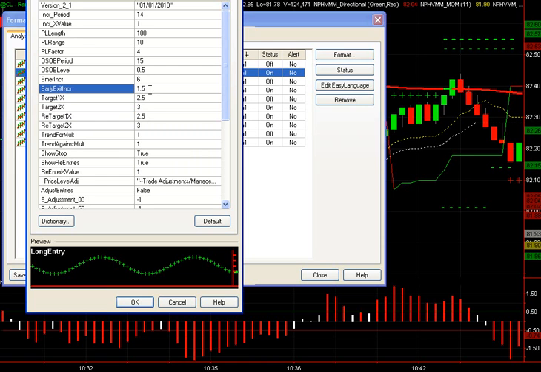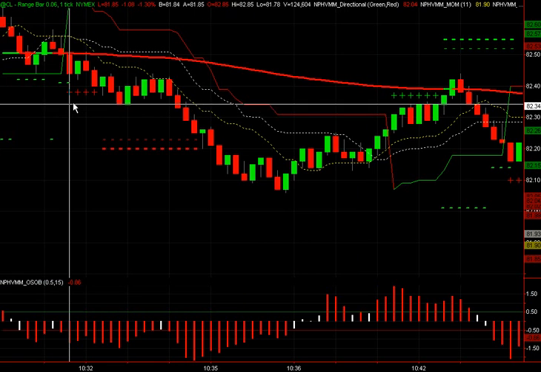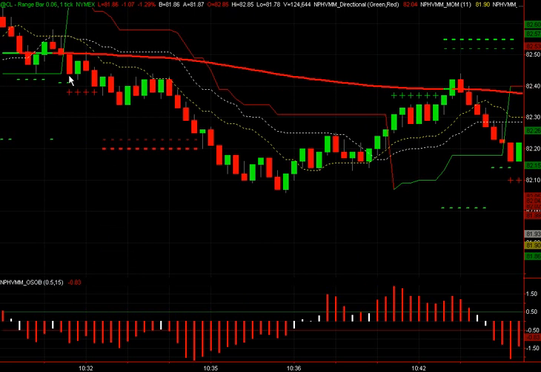The other thing to look at is my early exit. I'm using 1.5. All that really means is I'm not looking to get out all that quick on this one. If it starts to turn against me a little bit, I'm going to get out on the early exit, but not super fast.